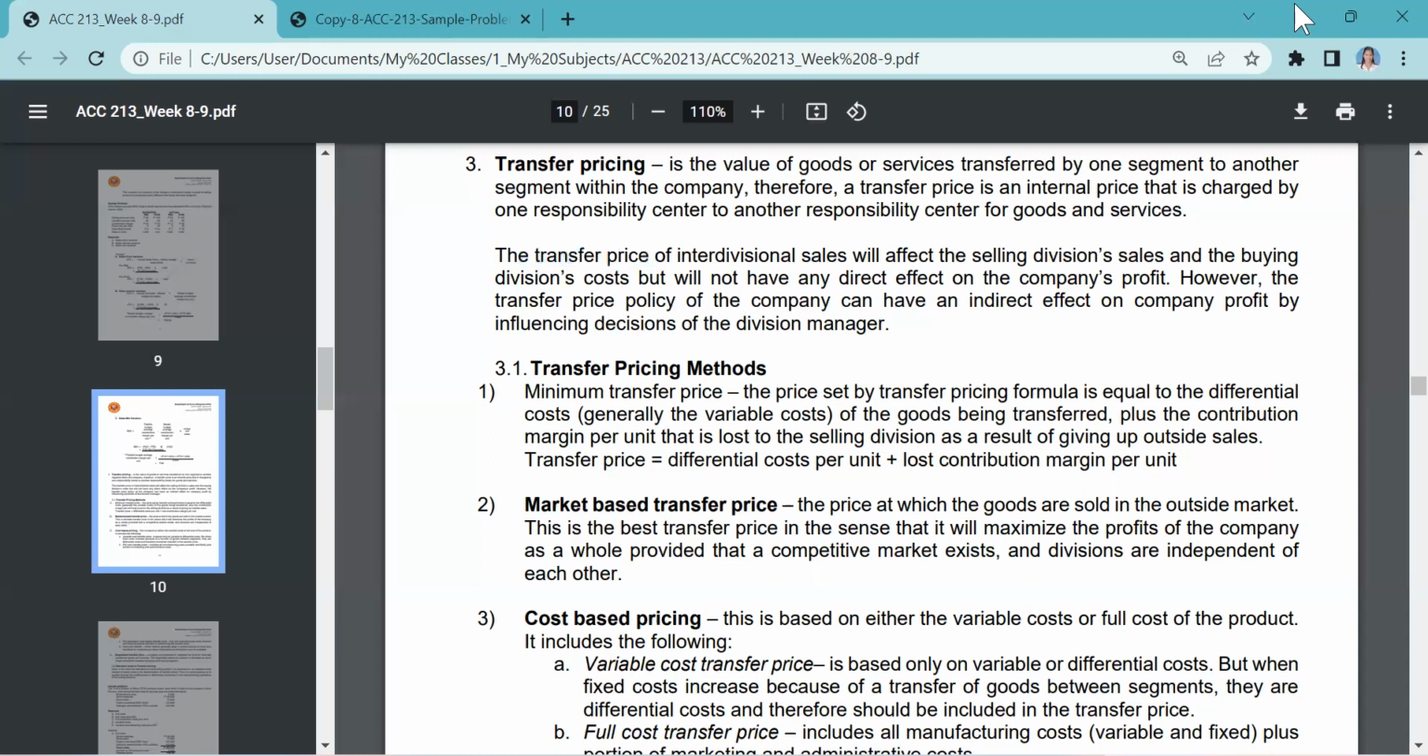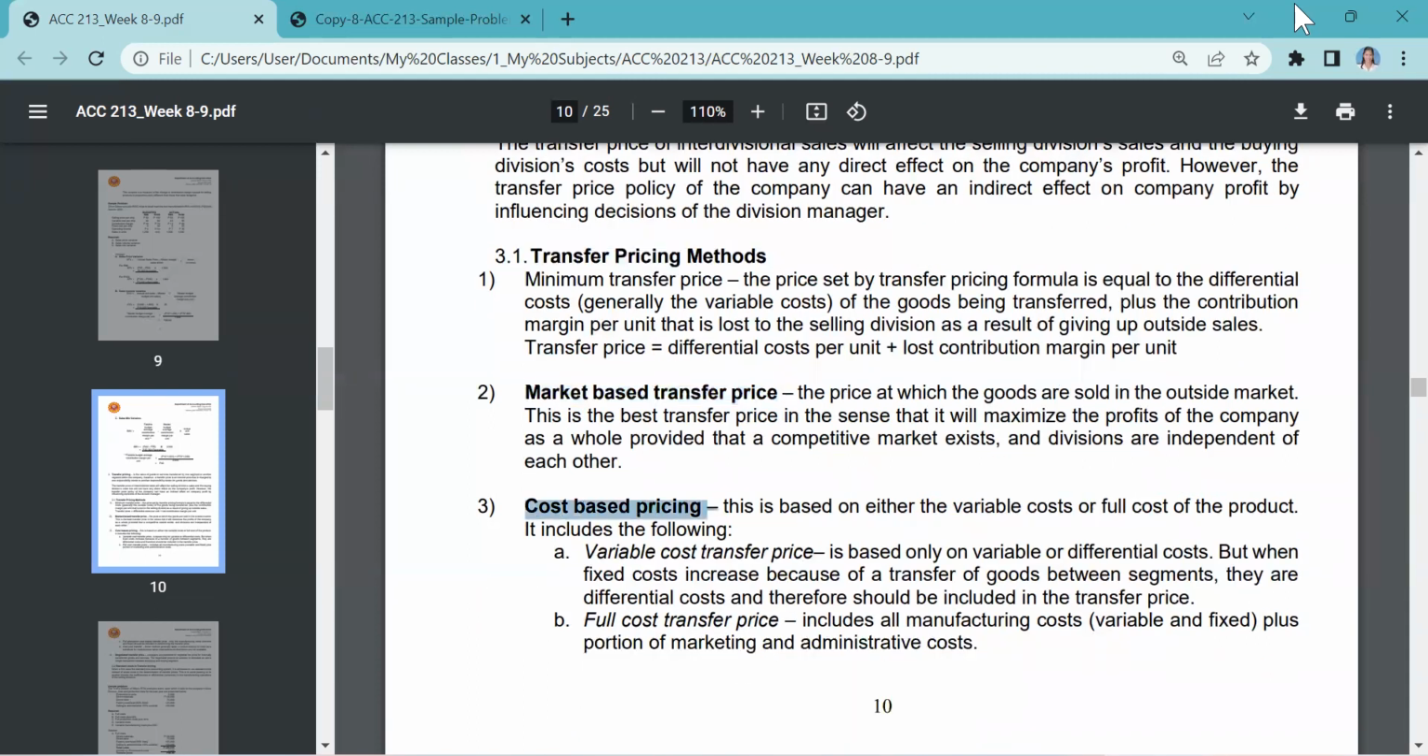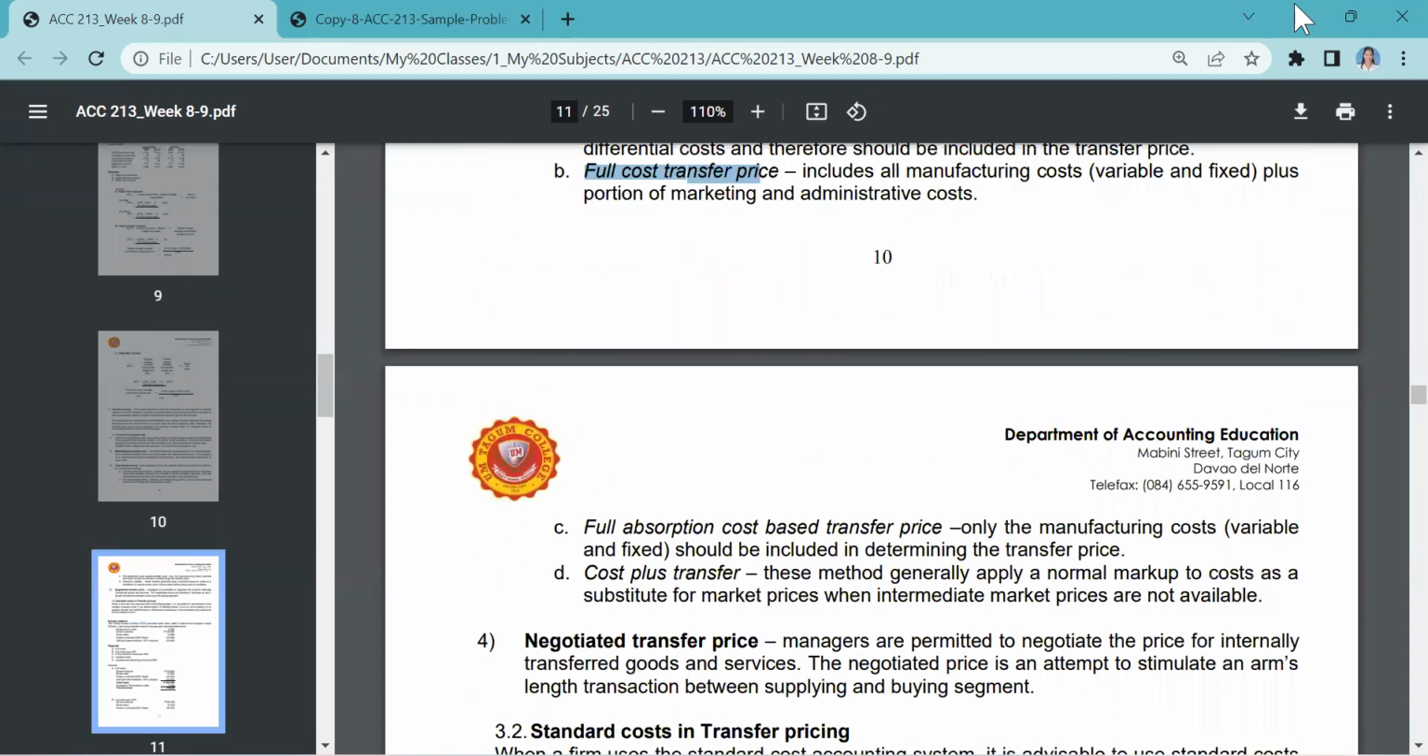So we have here different transfer pricing methods mentioned. One is the minimum transfer price. Second is the market-based transfer price. Third is the cost-based pricing, which could be variable cost transfer price or full cost transfer price, or we also have alternative costs like full absorption cost based transfer price or the cost-plus transfer price. We also have what we call the negotiated transfer price.